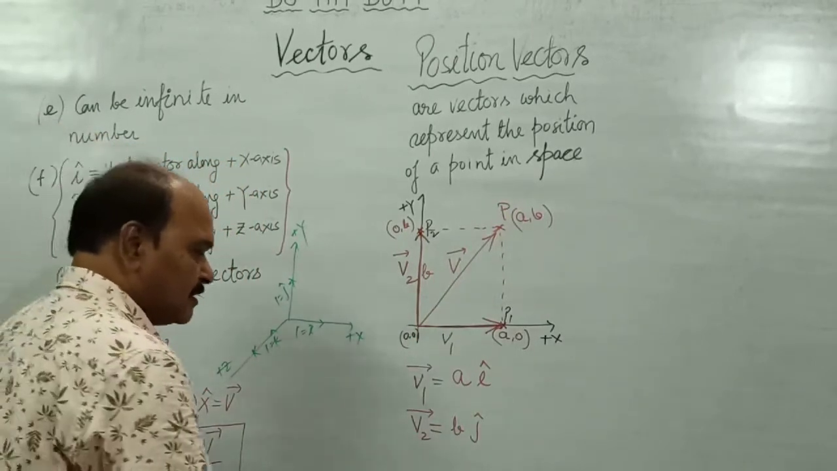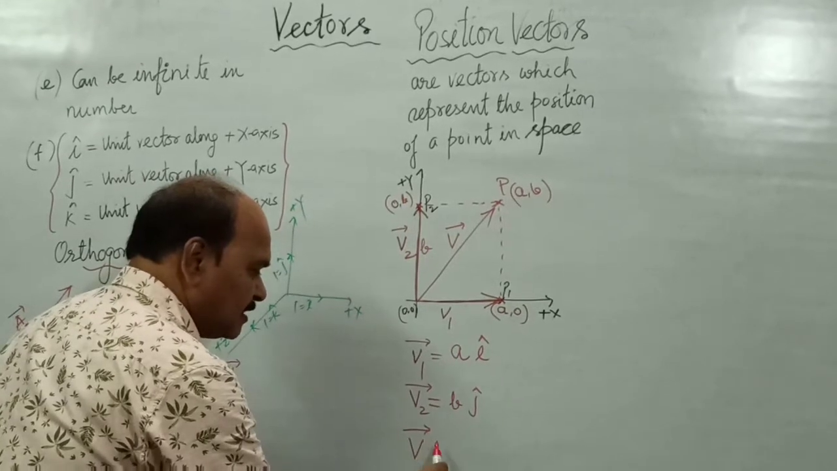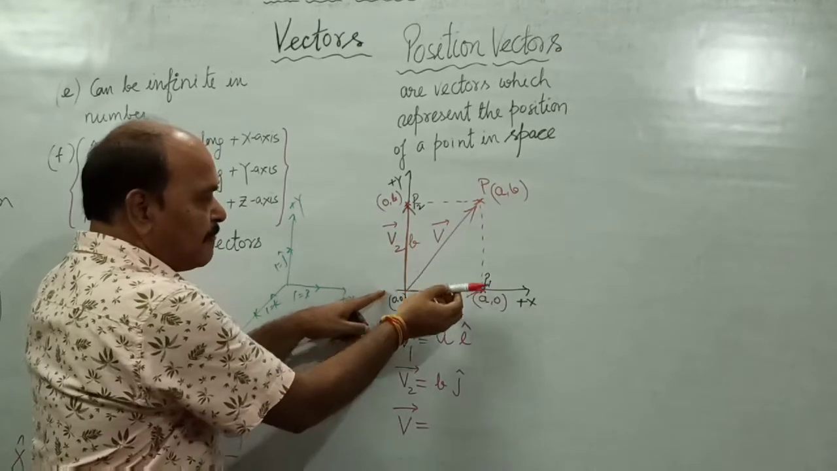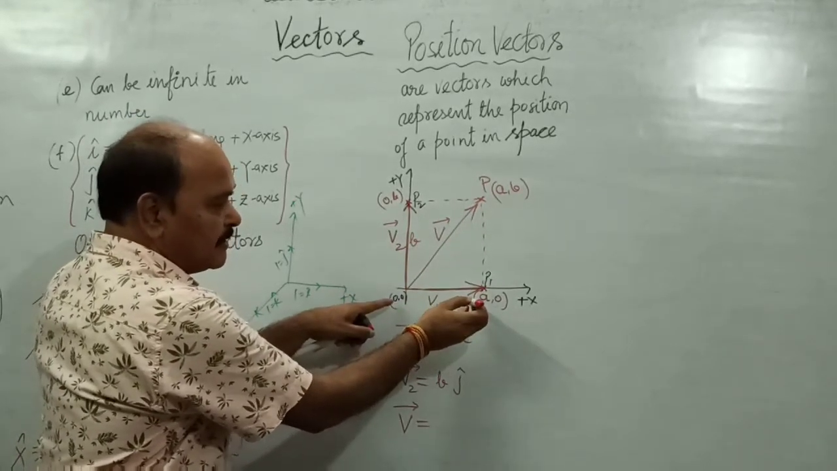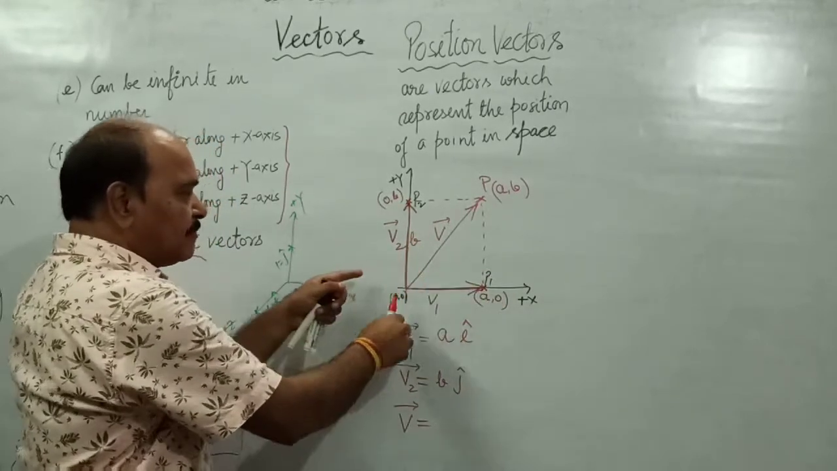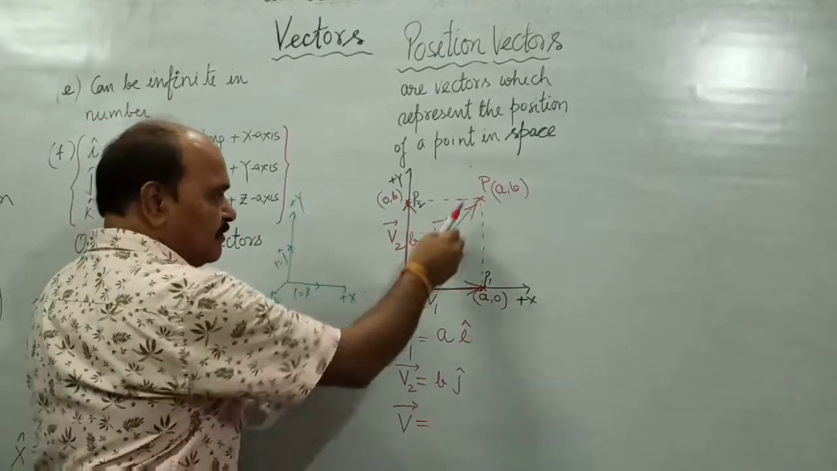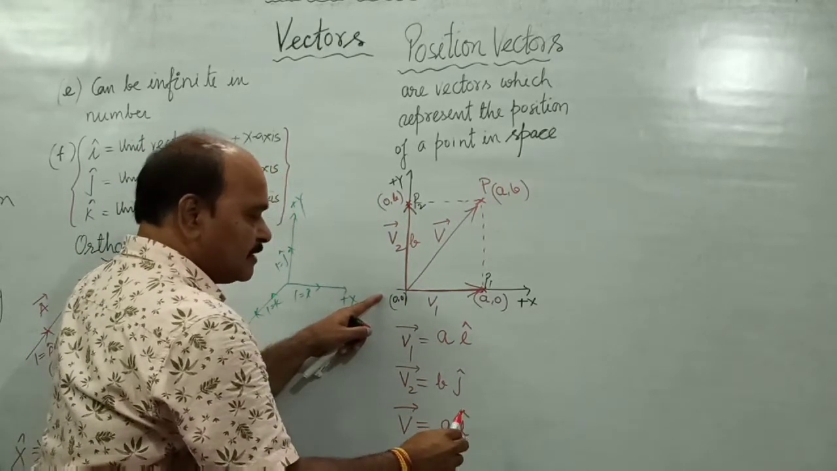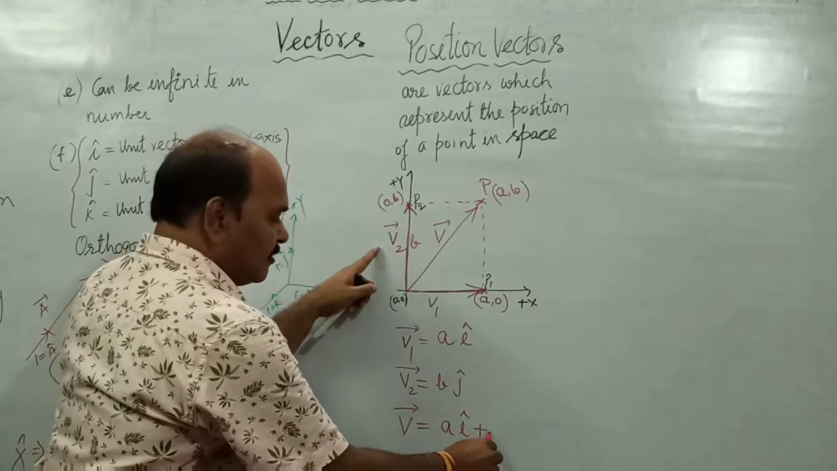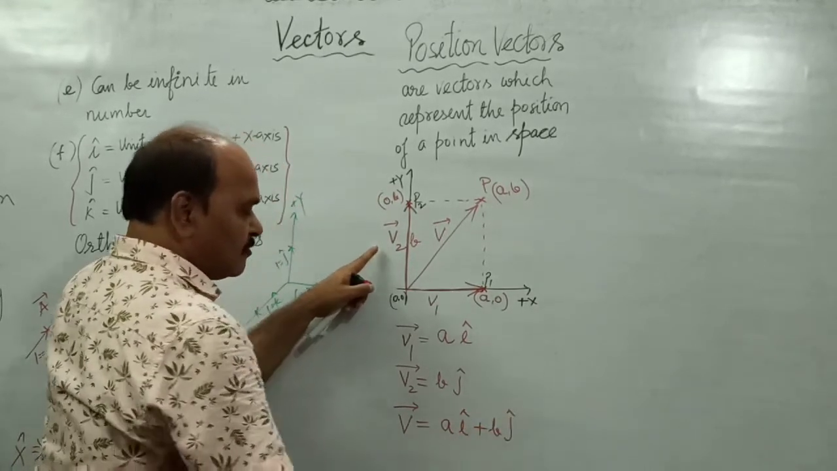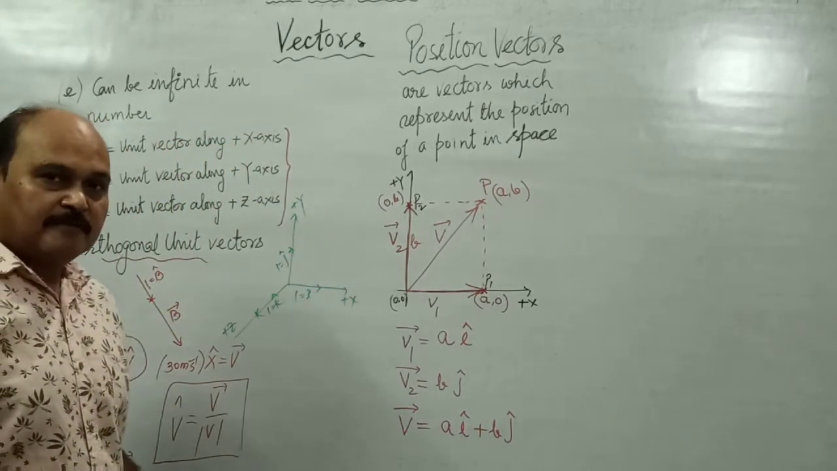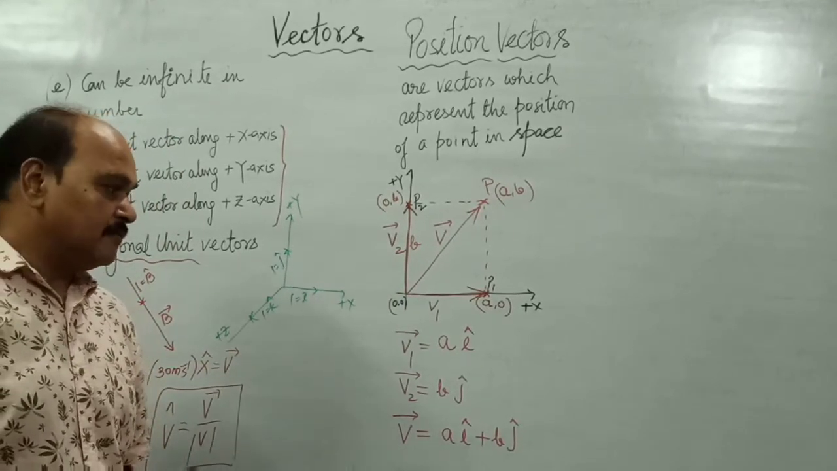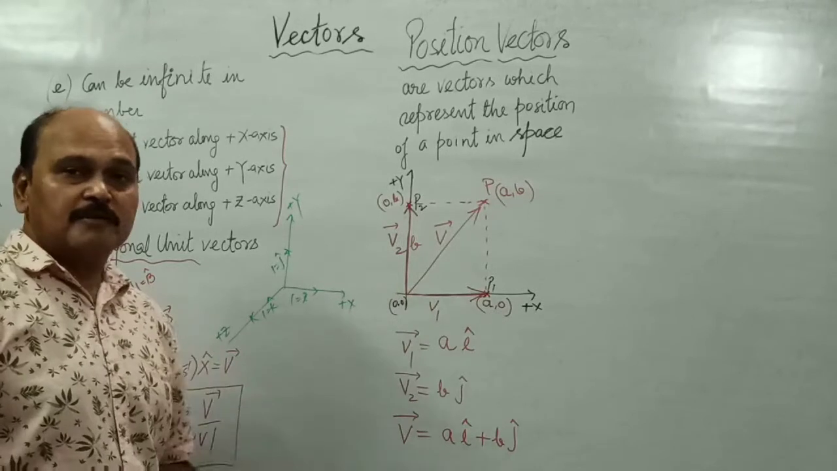So what is this position vector? This position vector V consists of length A along x-axis and it contains length B along y-axis. So this position vector can be written as length A, it constitutes along positive x-axis and it contains length B along positive y-axis. So what are these A and B? These A and B are the intercepts over axis. We have already studied these intercepts are also the components of vector.